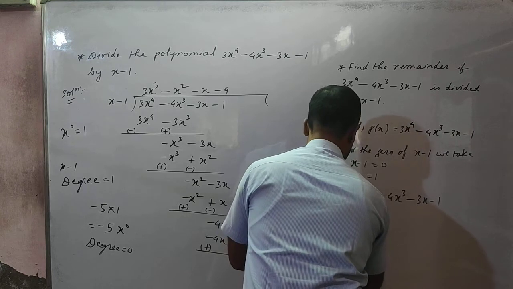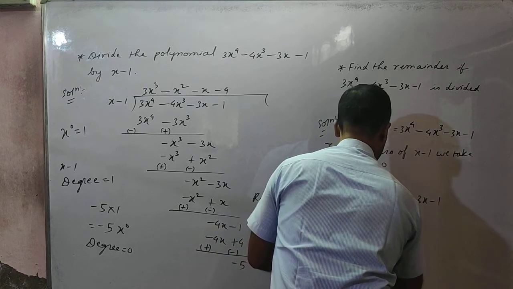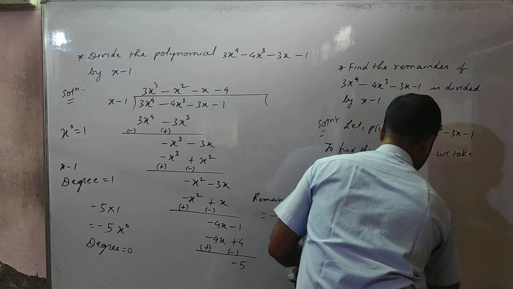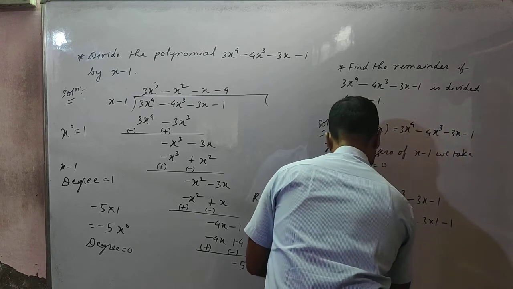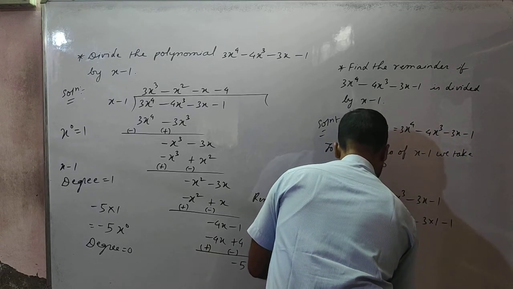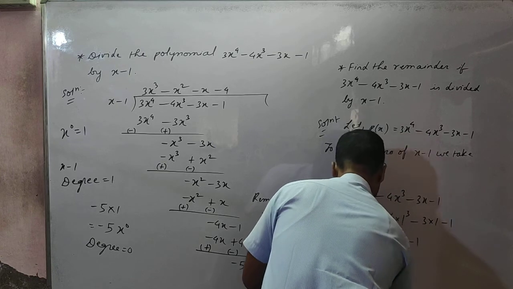Therefore, P1 is equal to 3 into 1 to the power 4 minus 4 into 1 to the power 3 minus 3 into 1 minus 1. That is 3 minus 4 minus 3 minus 1, which is 3 minus 8.